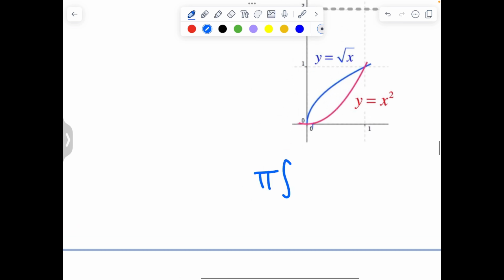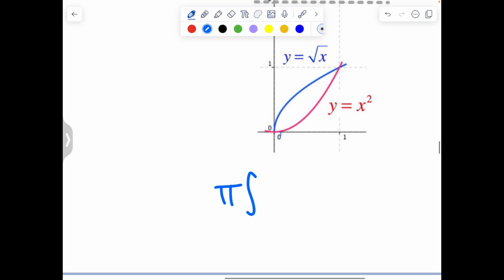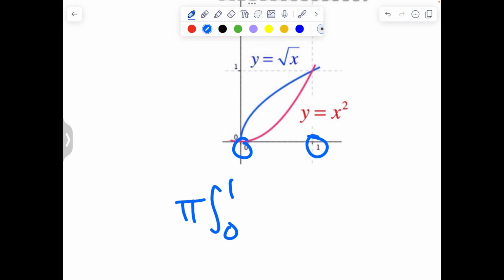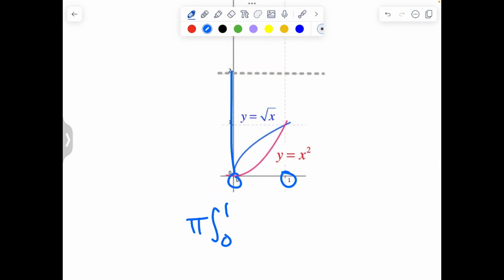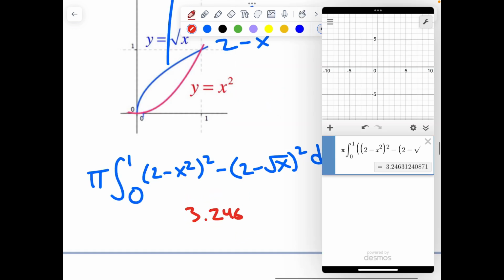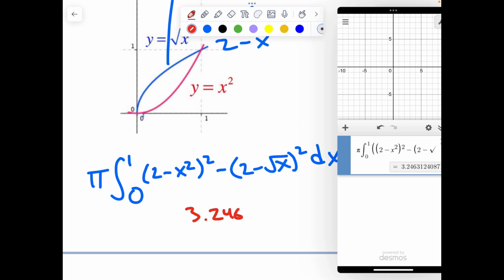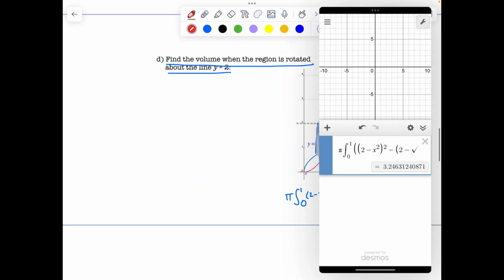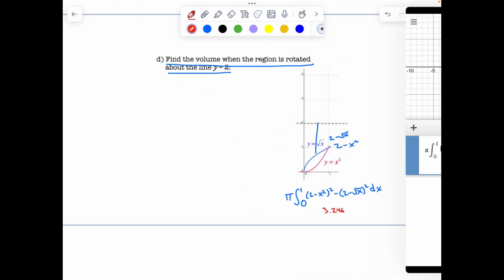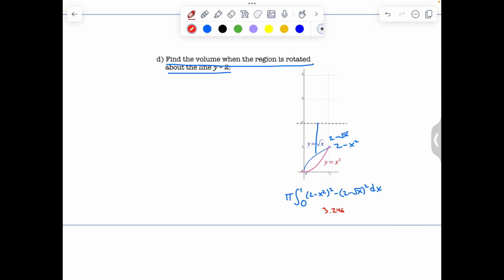So let's just set up our skeleton. 0, 1, 1, 0. And then we have, when we actually solve it, we get an answer of 3.246. As you can see here, it's the same thing as before. And that is the volume when the region is rotated about the line y equals 2.